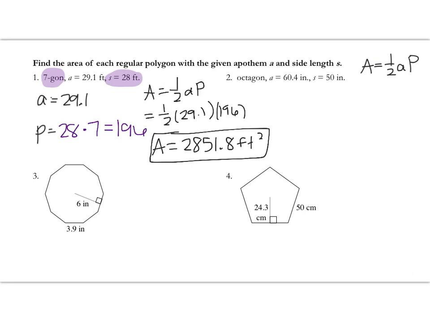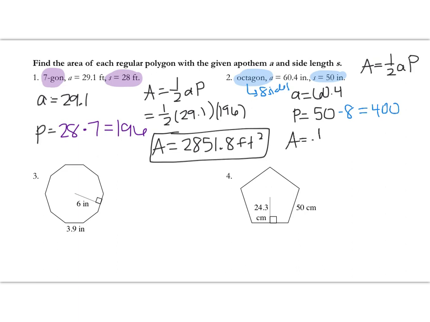Okay, so let's try number 2 a little bit here. For number 2, again, I need to know A and I need to know P. A is 60.4. P is going to be the side length, which I know is 50, times how many sides an octagon has. So there is a little bit of remembering you have to do here. An octagon has 8 sides, so it's 50 times 8, which tells me the perimeter is 400.